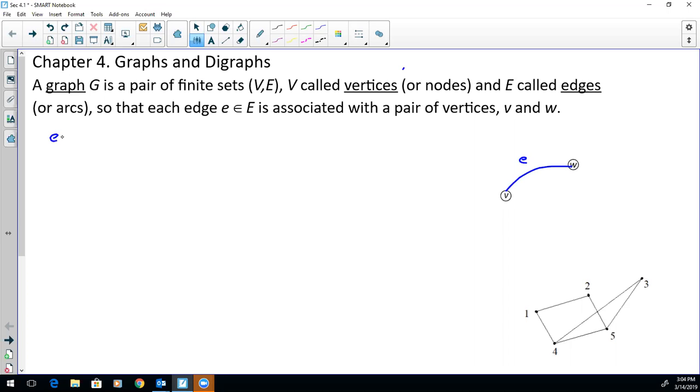Now, you can represent this E as a set {V, W}. And you know, of course, with sets, the order doesn't matter. So you could call it the subset {W, V}. And you would say that E is an edge between V and W.